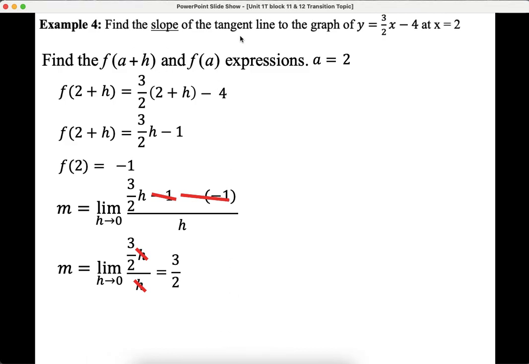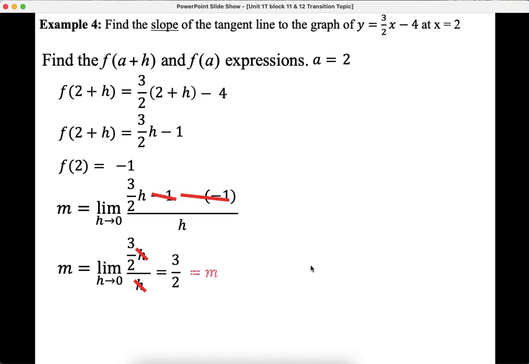So notice I didn't ask you to write the equation of the tangent line because you'd just be writing this equation over. You would just, in slope-point form, have done 3/2 times quantity x minus 2 plus a negative 1. And so I didn't ask you to write the equation for the tangent line for that reason.